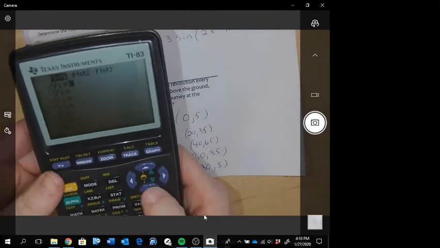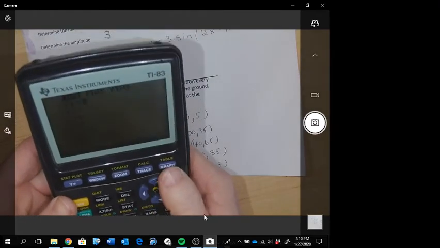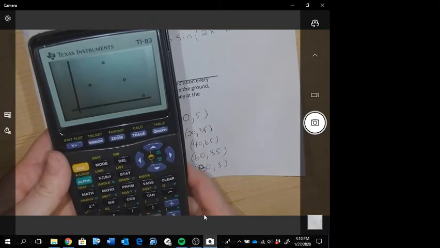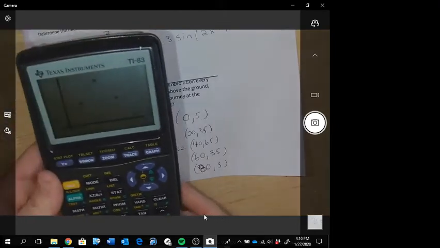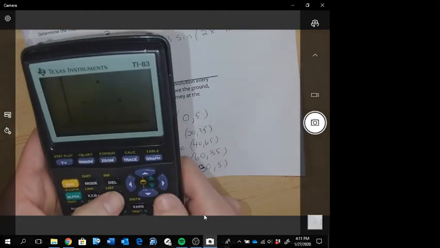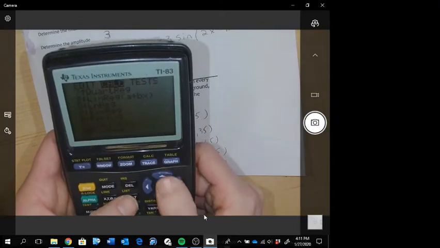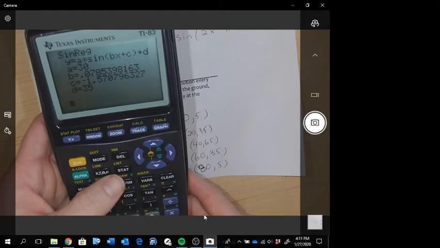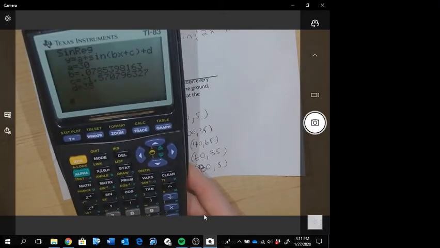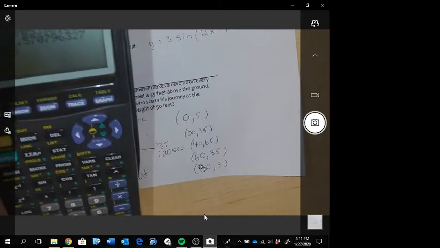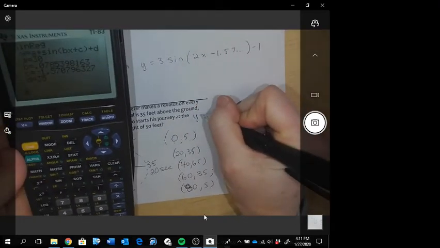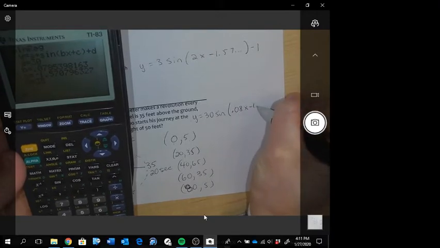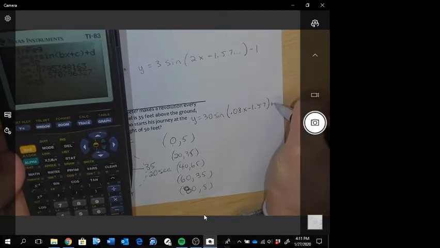I'm going to erase my y equals because I still had that. My plot one is on, so I'm going to zoom stat, zoom number 9. And there is the Ferris wheel. Now I'm going to go stat, calculate, and at the bottom, sine regression. And there's my answer: y equals 30 sine of (0.08x minus 1.57) plus 35.